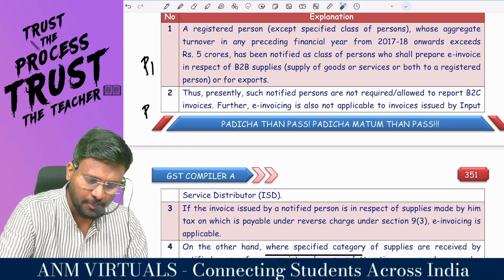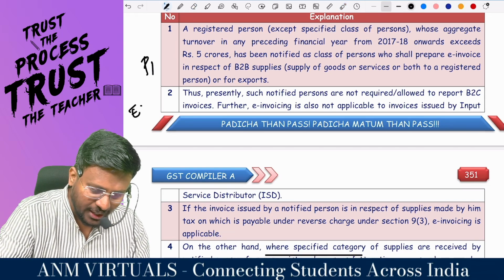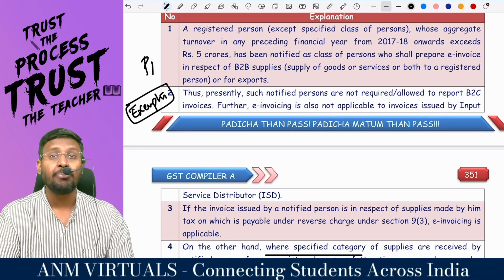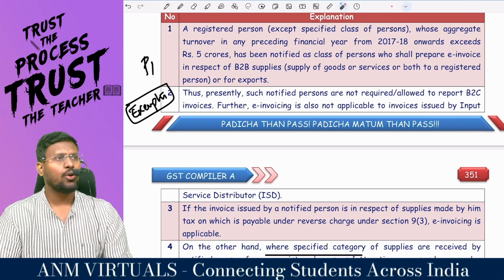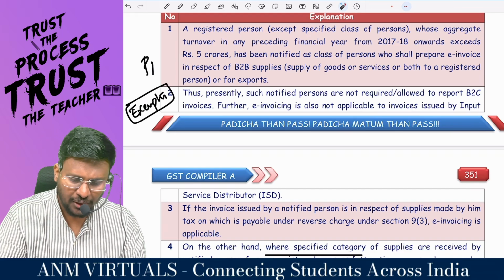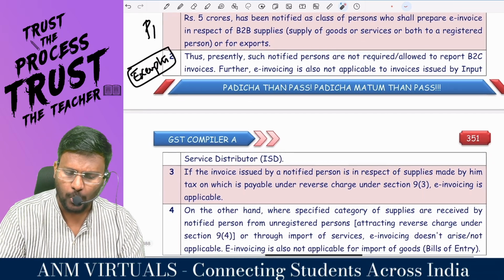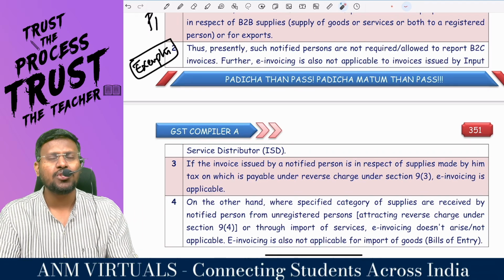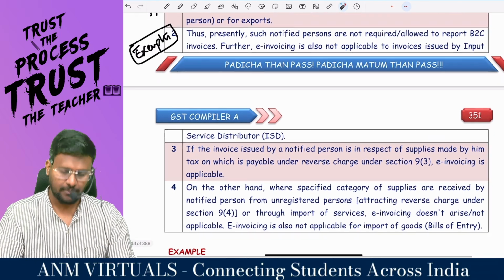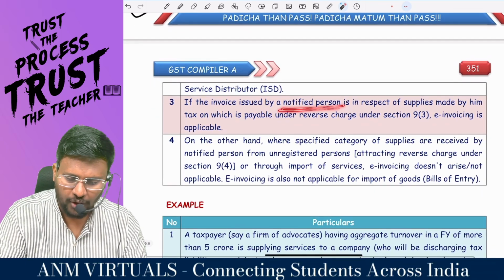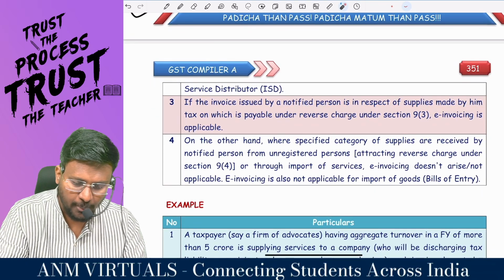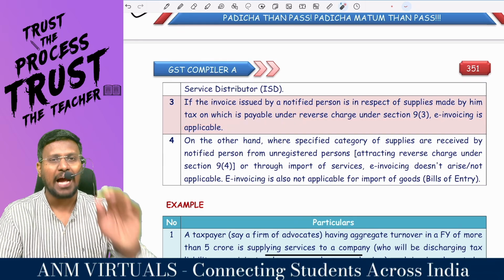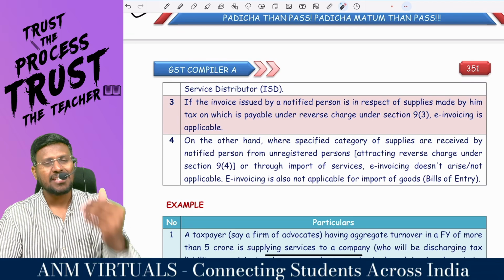This is an exception in the sense that, my dear lovable students, your aggregate turnover exceeds how much? 5 crore, but you are supplying to a B2C instead of what? B2B. You are not supposed to raise the e-invoice. E-invoice is also not applicable to invoices issued by the what? ISD. If you are supplying to an ISD, input service distributor, there is no need to issue the e-invoice. If the invoice issued by the notified person is in respect of supply made by him, the tax on which is payable under what charge? E-invoice is applicable. That means, sir, this is again the applicability.